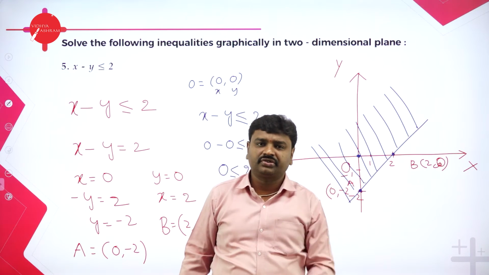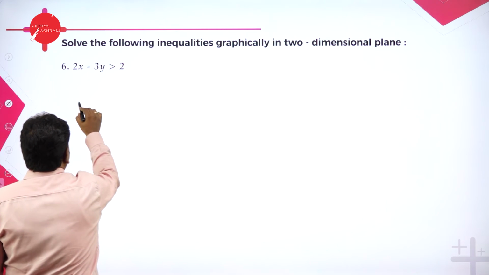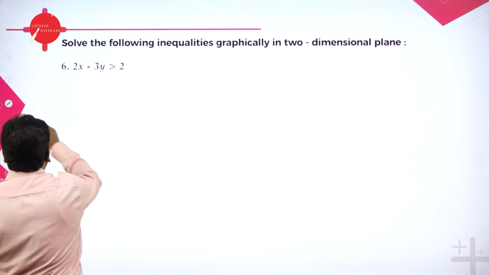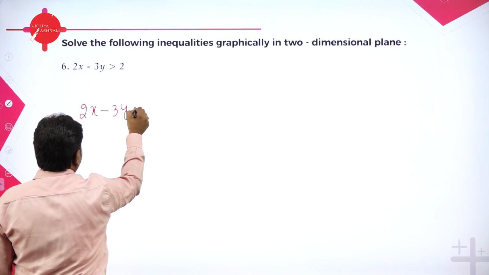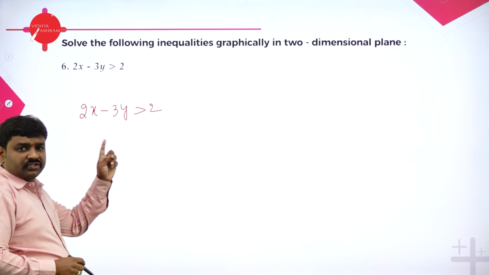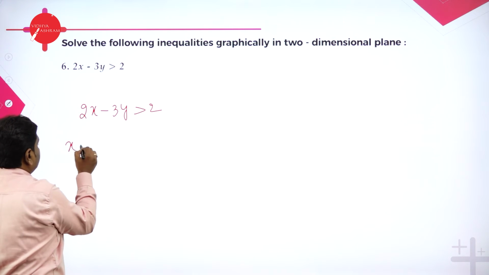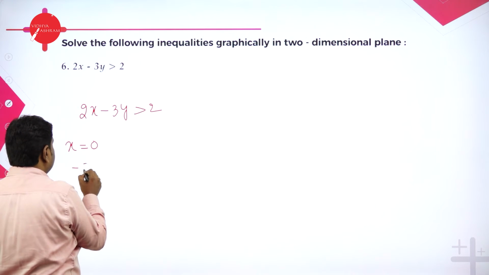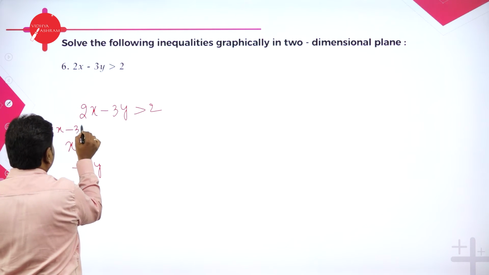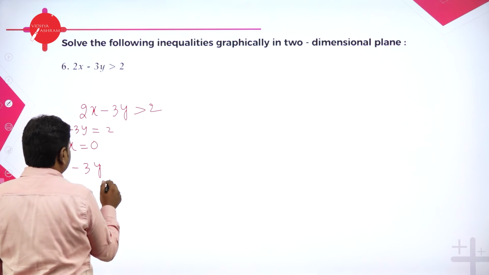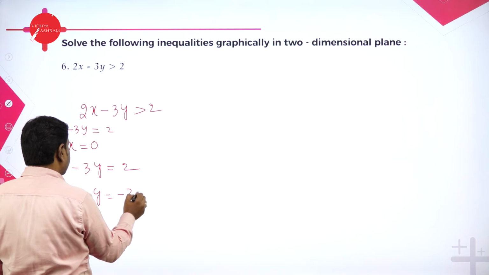I hope all of you understood this. So you can shade like this. Then 2x minus 3y greater than 2. Same method: put x as 0, you will get y; put y as 0, you will get x; and shade it. So when I put x as 0, minus 3y is equal to 2, first I should take equal to, to draw a line. I'll take equal to, but equal to is not there, so I should take a dotted line. So y is minus 2 by 3.